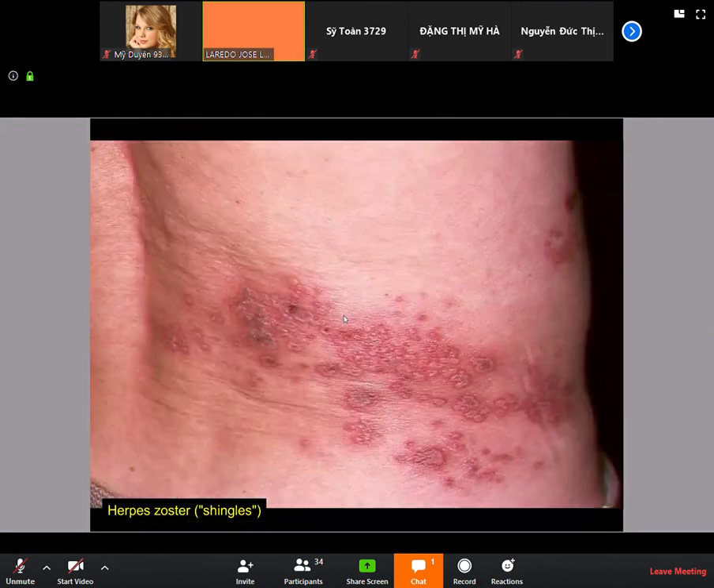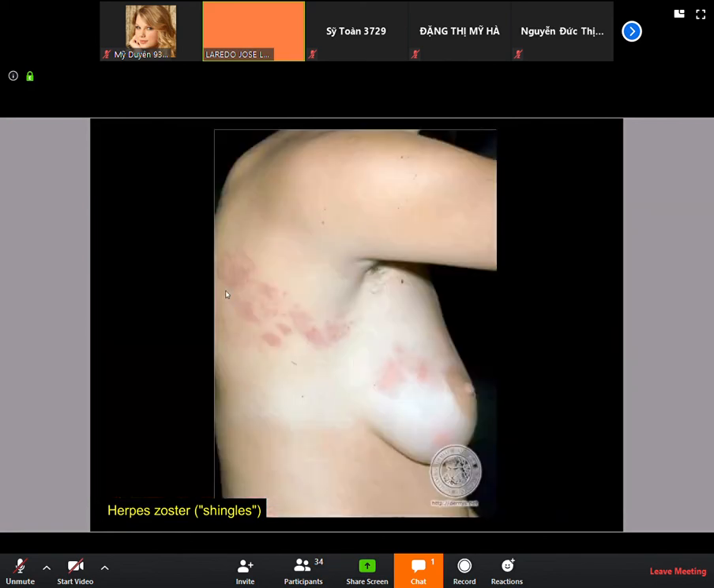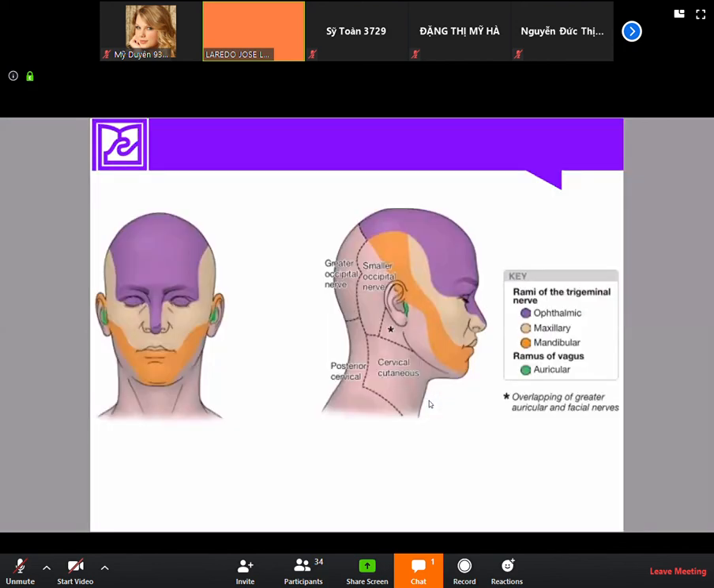This is zoster, following the dermatome. Or this one, very painful again. Sometimes zoster may also appear in the face, following the dermatomes in the face. These are the dermatomes in the face.